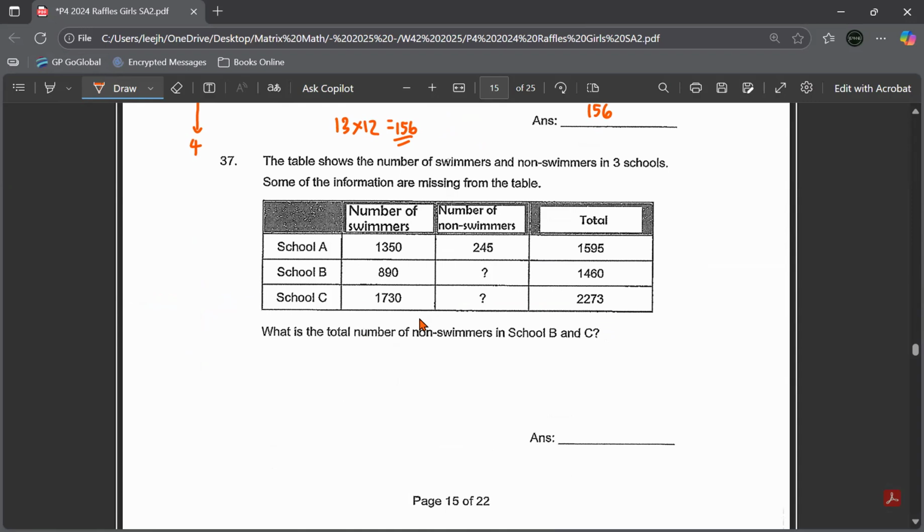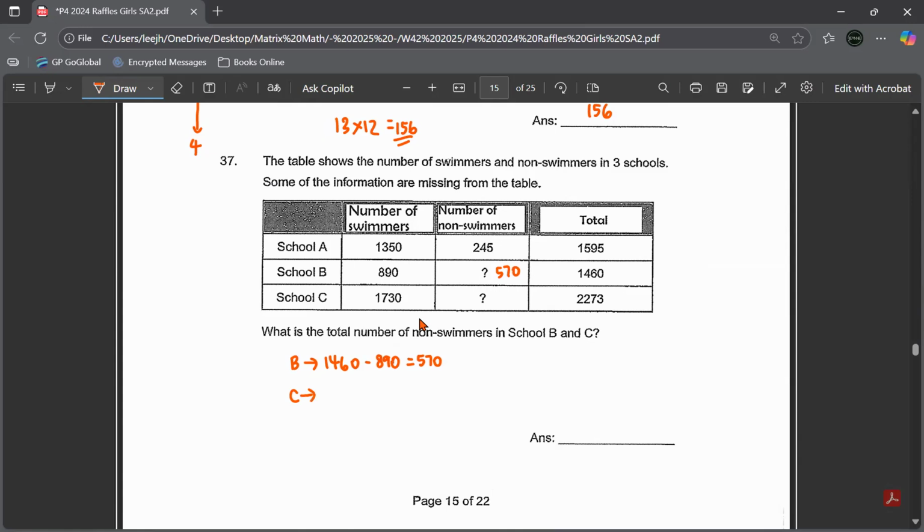Question number 37. The table shows the number of swimmers and non-swimmers in 3 schools. Some of the information is missing from the table. What is the total number of non-swimmers in school B and C? So you find A swimmers 1350, 245 non-swimmers. Total 1595. So you look at B. How to find the number of non-swimmers for B? So you just minus off. Take the total minus the swimmers. So 1460 minus 890. The non-swimmers in B is 570. So I write here 570.